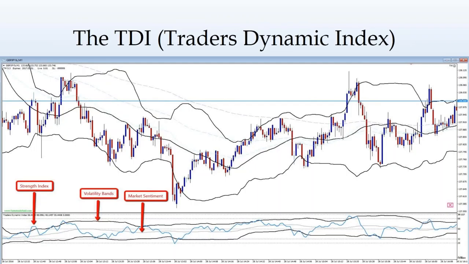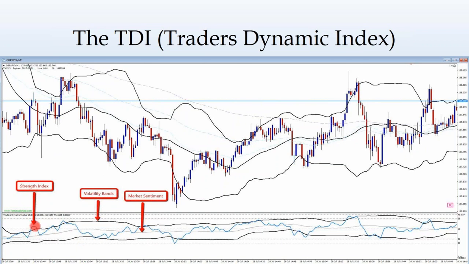Now, let's talk about the TDI, which is the Trader's Dynamic Index. Let me see if I can get a little pointer tool here. Here we go, Spotlight. Cool. Now, what does the TDI consist of? Okay, it actually has another signal line in here, but I removed it, as I told you previously. So this is all we're looking at in the TDI.